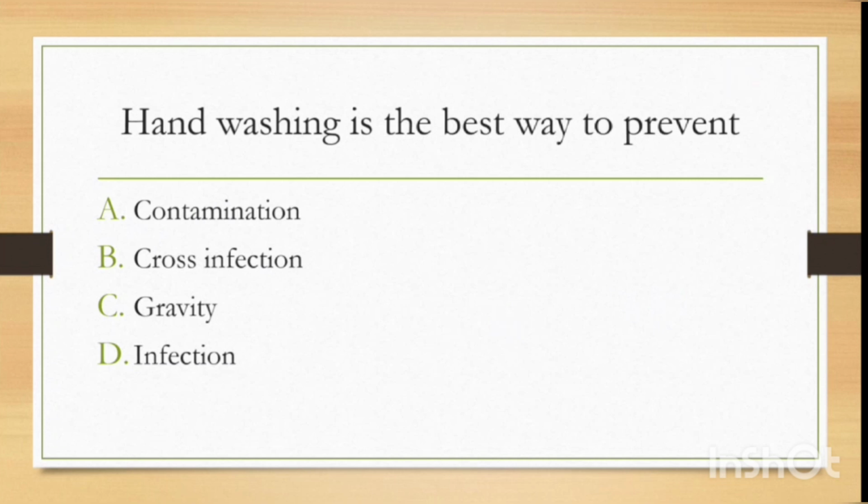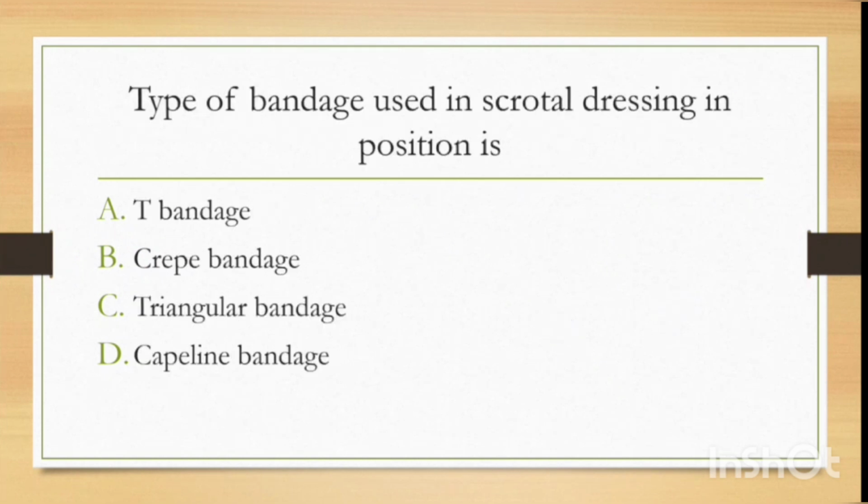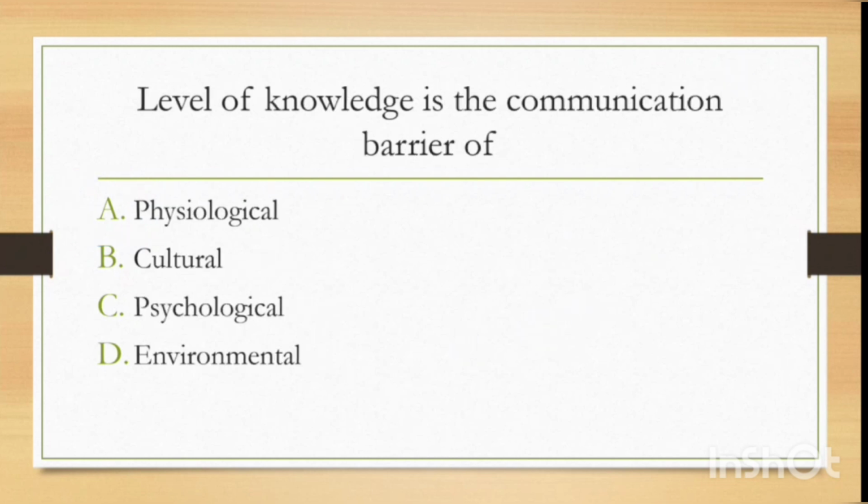Now hand washing is the best way to prevent cross infection, a very simple answer. Type of bandage used in scrotal dressing is, answer is T bandage. All the scrotal cases or the rectal cases, the bandage used will be T bandage. The level of knowledge is the communication barrier of... cultural.